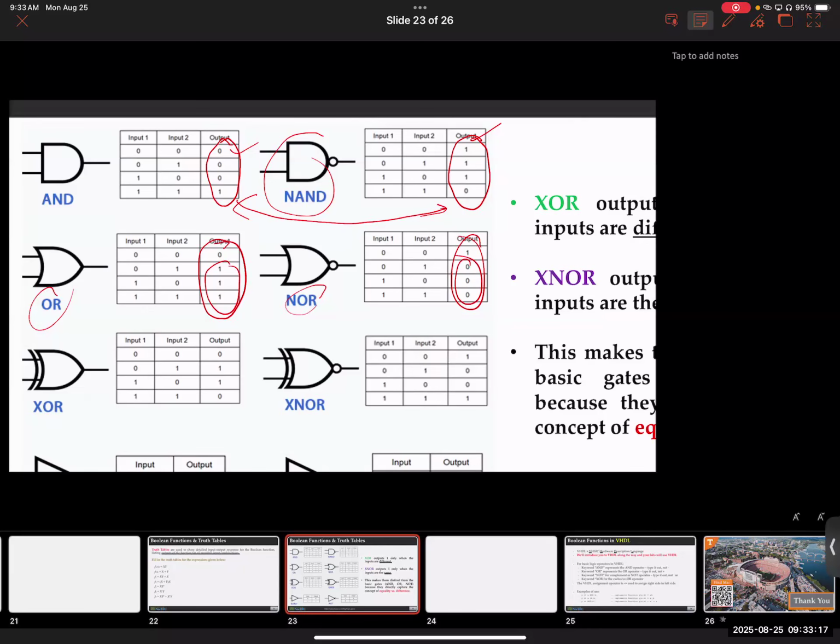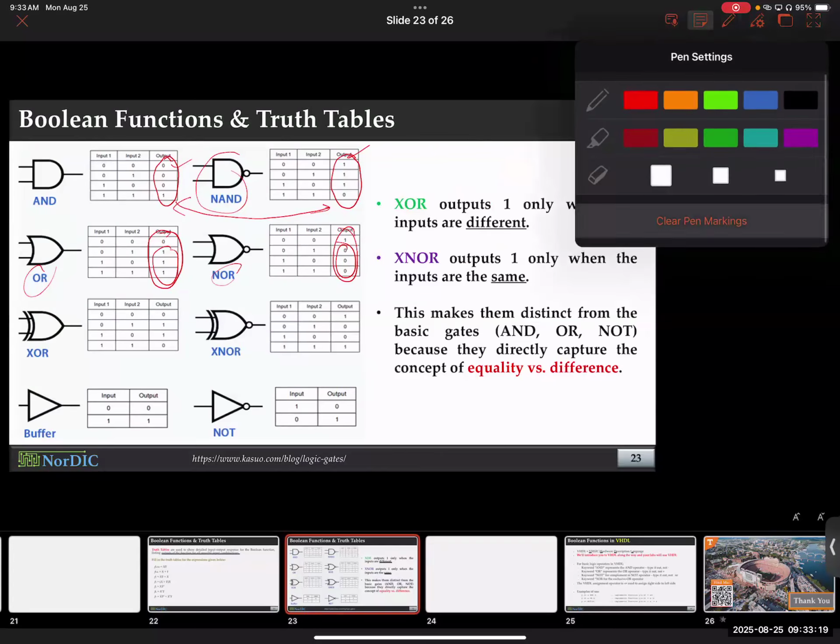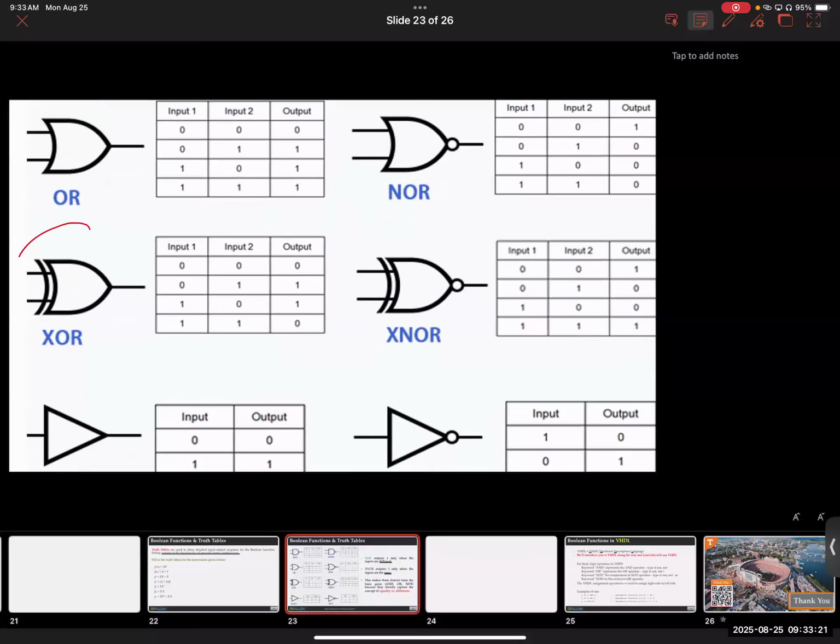So basically flipped. Now, I want to highlight a special gate here. It's called an XOR gate. Okay? It's Boolean function, Boolean representation. I'm going to write it here.